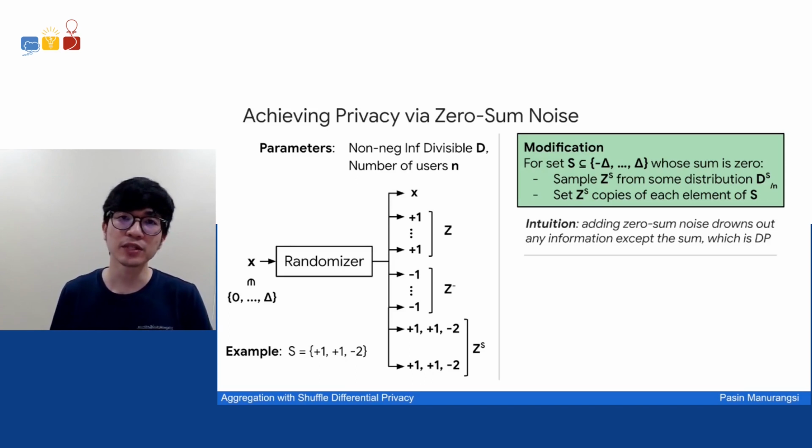And the intuition is exactly the same as before. If you add zero-sum noise, it drowns out any information except the sum. And we already know that the sum itself is DP because it's the same as the discrete Laplace mechanism.